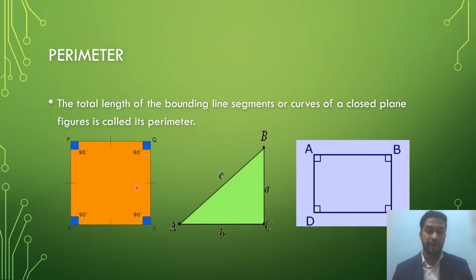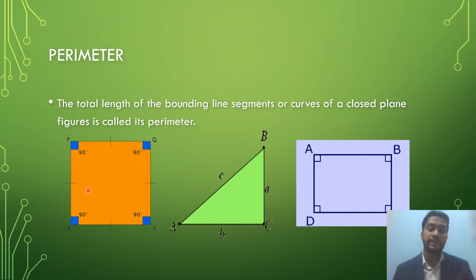Like in the case of a square, we know that a square has four sides and all the sides are equal. So what will be the perimeter of a square? The perimeter of a square will be PQ plus QS plus SR plus RP, or we can say 4 into side, as all sides are equal.